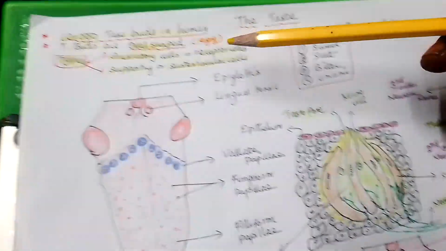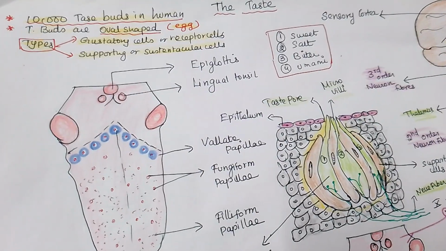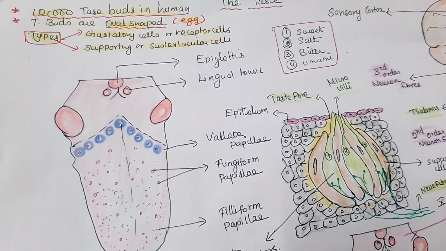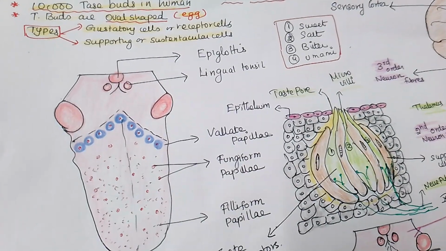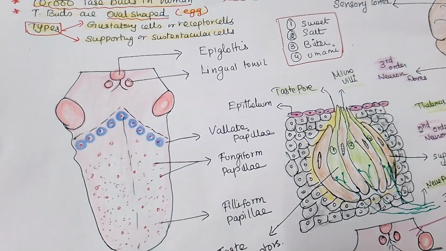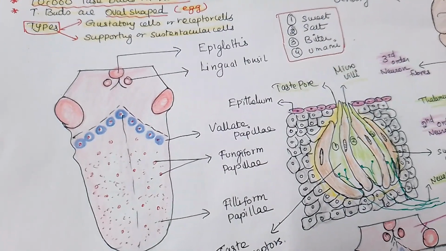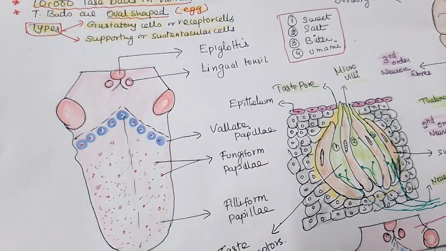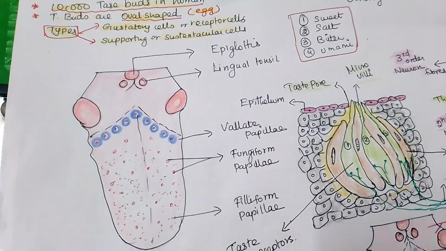First we will see that humans have more than 10,000 taste buds. The taste buds are oval in shape, or egg shaped. The types of cells in taste buds are gustatory cells, which are the receptor cells, and the supporting cells. Supporting cells are the sustentacular cells. So these two cells are present.